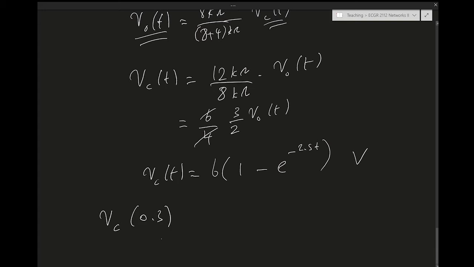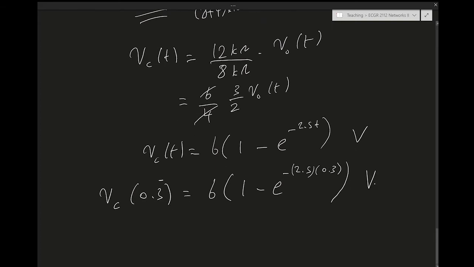VC at 0.3, that's going to be the value of the voltage of the capacitor. That will be our initial condition, right? And that is going to be the initial condition for the second transient, which will be 6, 1 minus e to the minus 2.5 times 0.3 volts. And we need to calculate this.